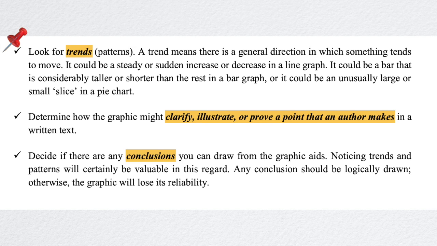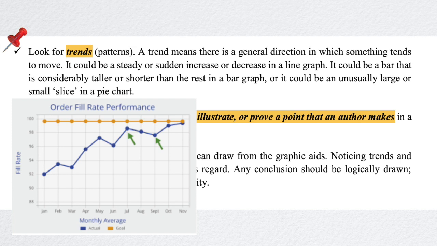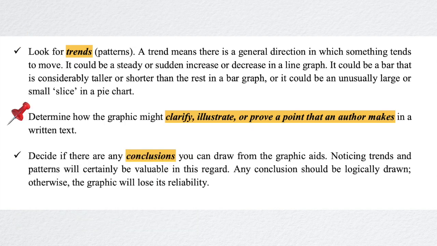While interpreting graphic aids, we should also look for trends or patterns. A trend is the general direction in which something is developing or changing over time. For example, there could be a steady increase or decrease in a line graph, or there could be an unusually large or small slice in a pie chart. Besides, you should determine how the graphic might clarify, illustrate, or prove a point that an author makes in a written text. And finally, decide if there are any conclusions you can draw from the graphic aids.